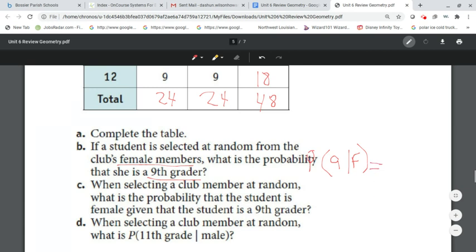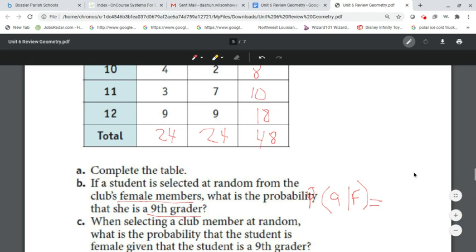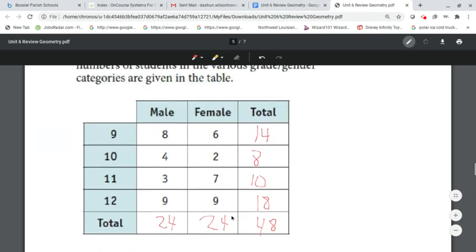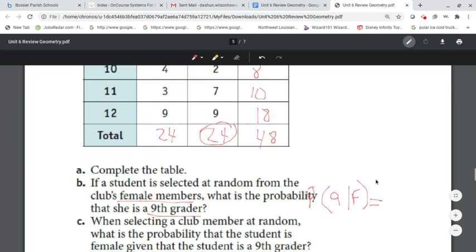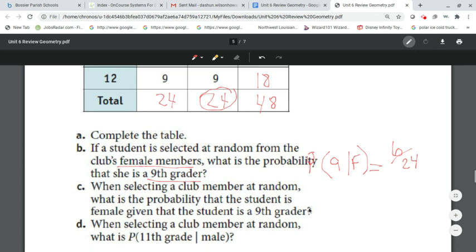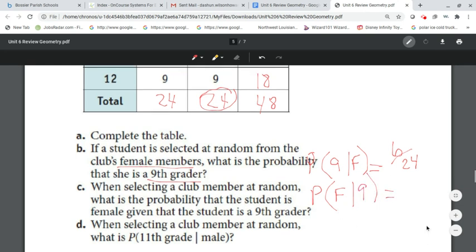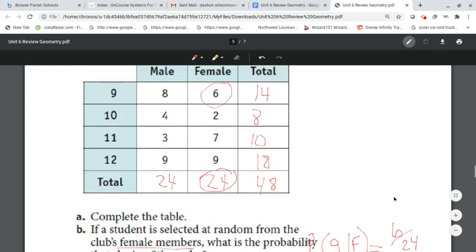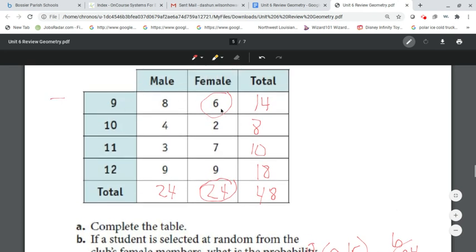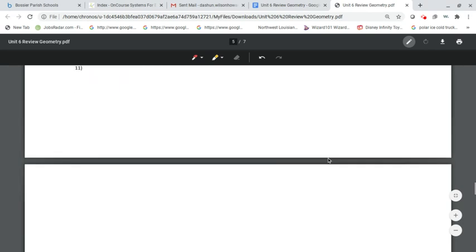All right, so we go back to our chart. So female is going to be my total, which is here. And in ninth grade, that is 6. So that will be 6 over 24. All right, what is the probability of being female given that ninth grade? So it's female given ninth grade. Go back to our chart. This time ninth grade is a row. So we're going to do 6 divided by this total, which is 14.